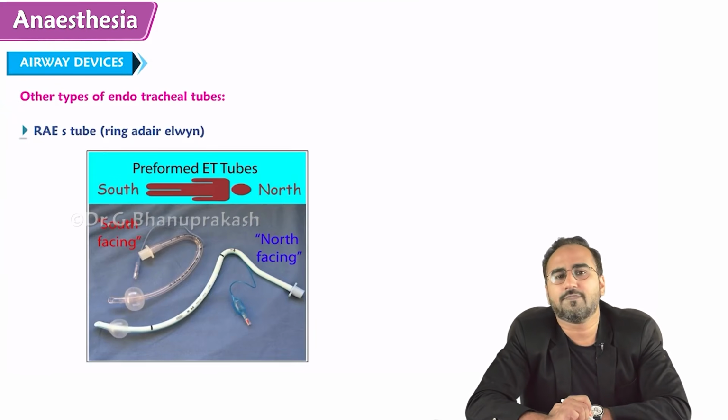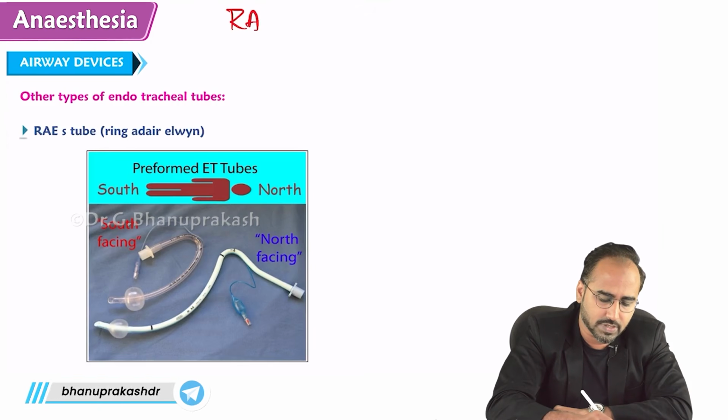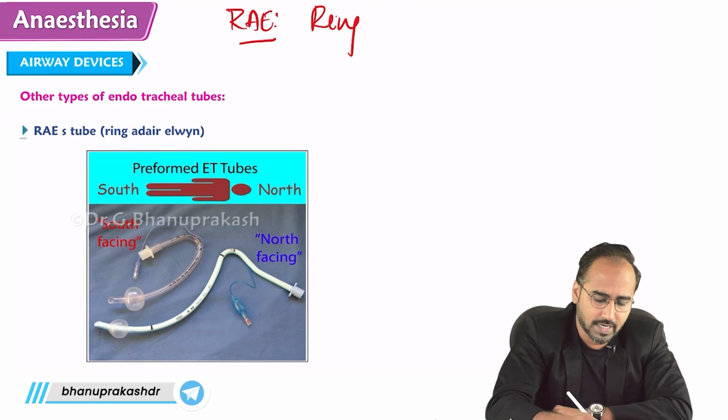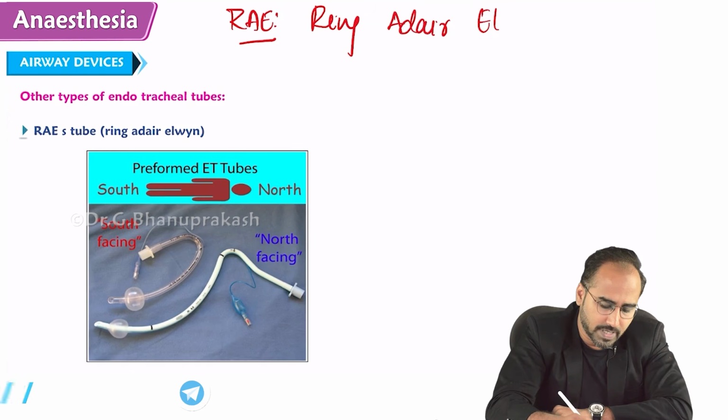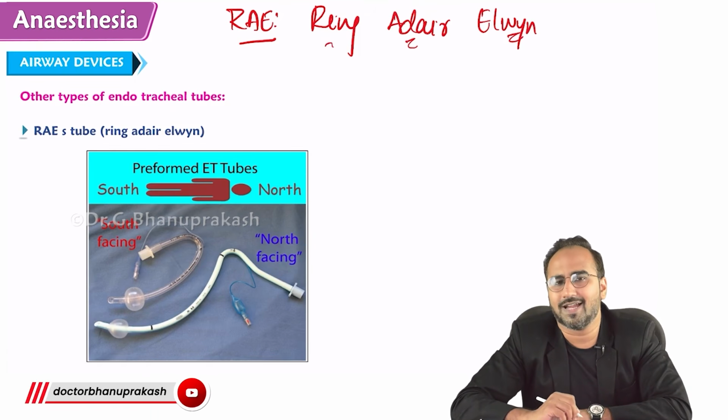The next form of endotracheal tube is called the RAE tube. What is this RAE tube? It is the Ring Adair Elvin tube. RAE full form is Ring Adair Elvin.